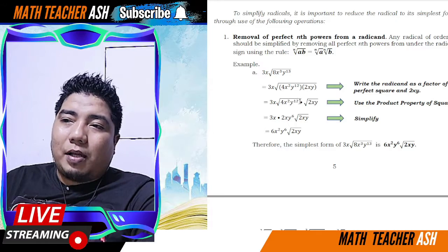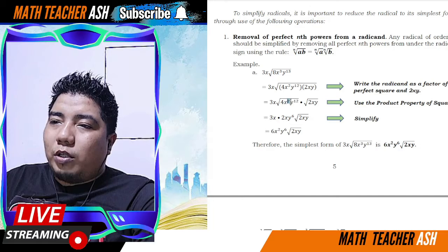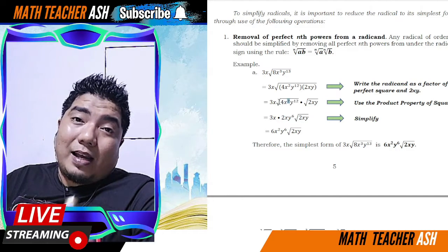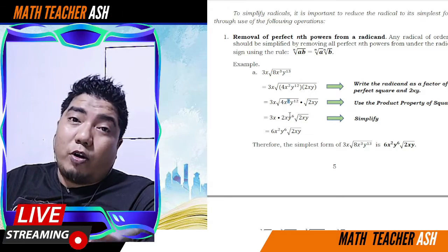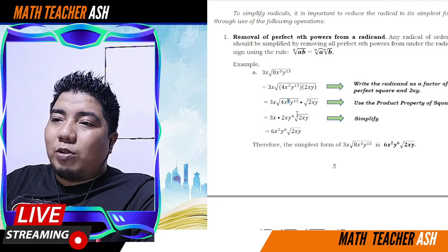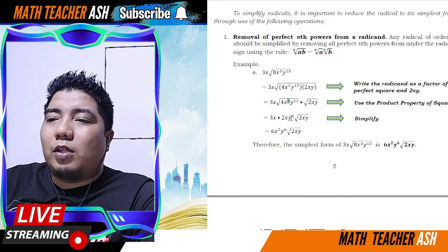Technique here, my dear math learners, is i-divide mo lang siya sa index. So, si x dito, may 2 yan siya dyan na invisible. 2 divided by 2, that is 1, so x to the power of 1 or x. 12 divided by 2, that is y to the power of 6. So, you have 2xy to the power of 6.